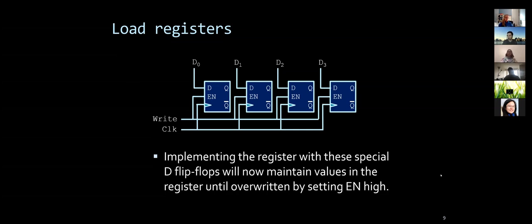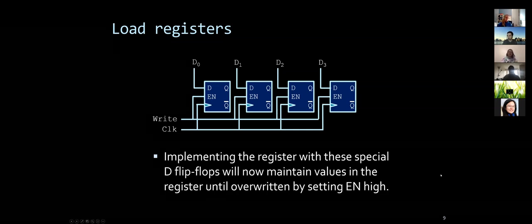So someone is asking, can we just control the clock to maintain the value? And another question: when write is high, the D flip-flop accepts the new D inputs, right? So whatever Terry said is correct. Yeah, when write is high, the D flip-flop accepts the new inputs, right? Otherwise, it doesn't. So can we use the clock itself to do it?